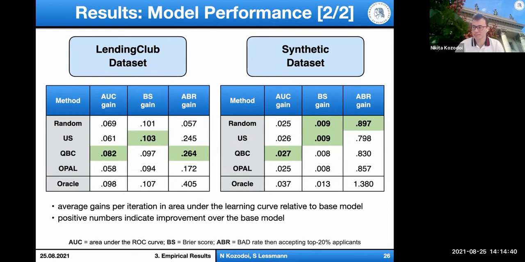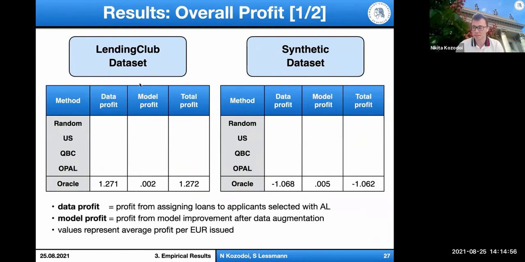Now, this is model performance, right? But you also have a second component, the data augmentation cost. So in order to compare these two numbers, you need to measure them on the same scale. So we convert these performance gains into monetary gains, measuring the profit per euro issued. And this is what we do in this table, where we have data profit, data augmentation cost, model profit, model performance gains, and total profit, which is simply a sum of the two.